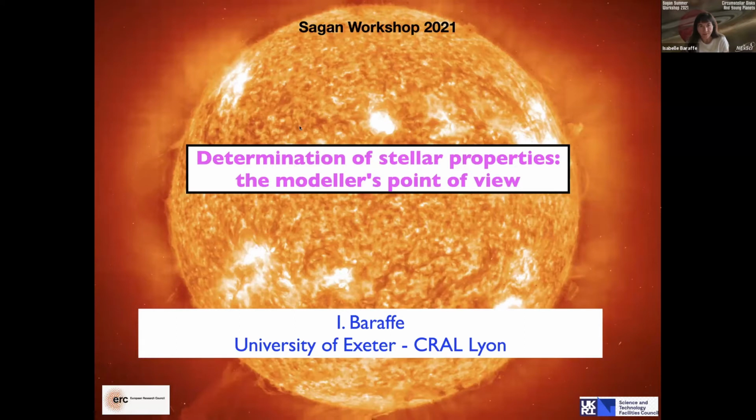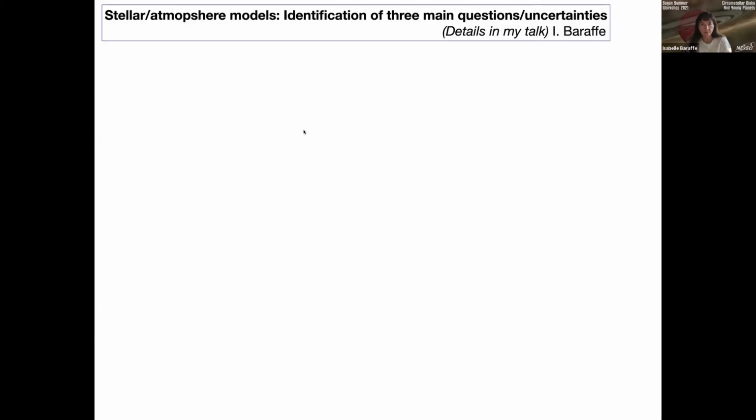I will just summarize what I've been talking about. My talk was about stellar models and atmosphere models, from the modeler point of view. And because I give the details in my talk, I will just be very brief. I want to give a chance for discussion.